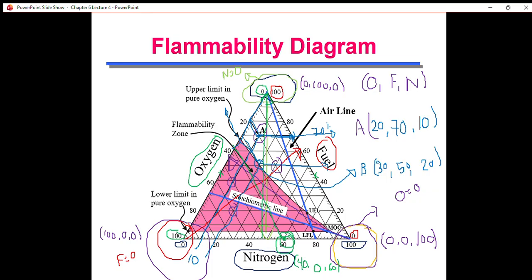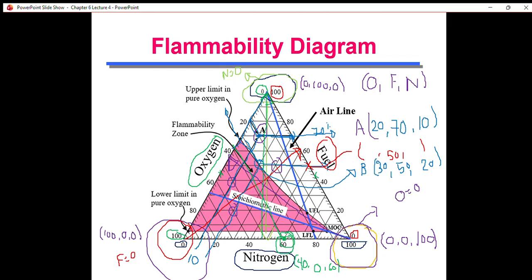Cool. Now let's look at another point. Let's look at this one. Let's say that I'm going to choose another color. I'm going to look at this point here, at this element. At this point I have again 3 elements: oxygen, fuel, nitrogen. But which one will be equal to 0? First of all, this is the fuel element. This is the line of the fuel. This means that the concentration of fuel will be equal to 0.